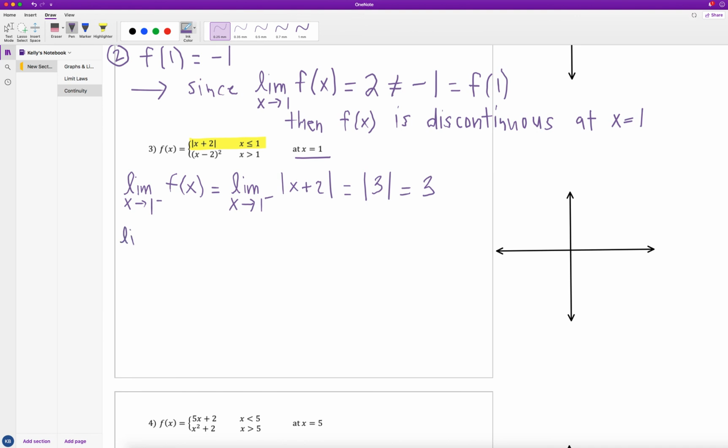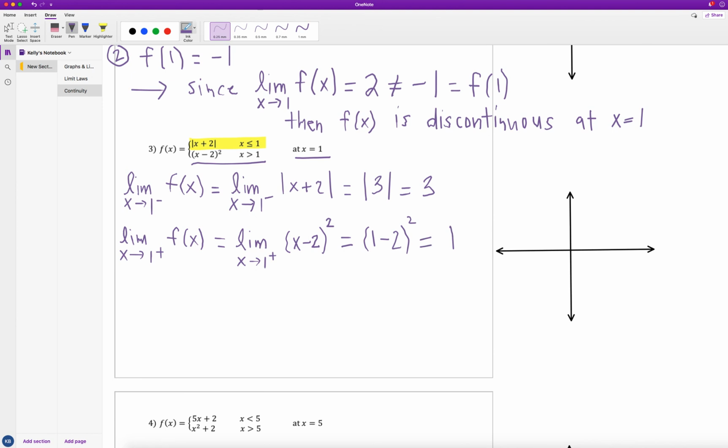The next limit I've got to compute is the limit as x approaches 1 from the right-hand side of f of x. Now if I approach 1 from the right-hand side of f of x, that means I'm looking at values that are bigger than 1, so I'm going to use the bottom function in this case, which is the x minus 2 squared piece. Now if I do a direct sub in again, that will work as well, and I end up with 1 minus 2, whole thing squared, so I end up with -1 squared, which would be equal to +1.